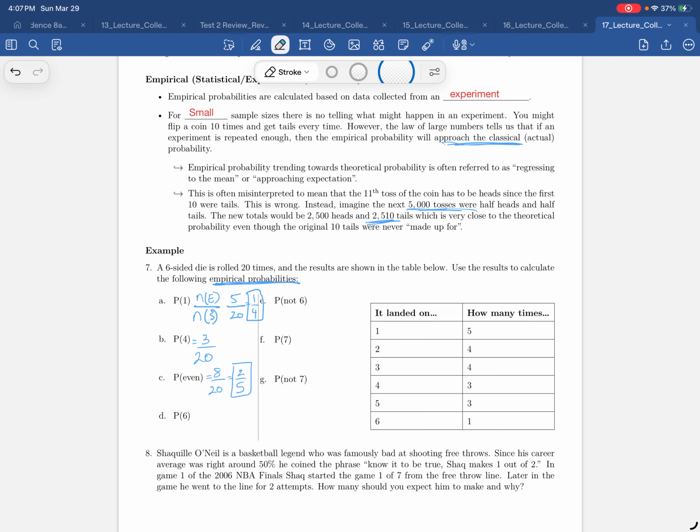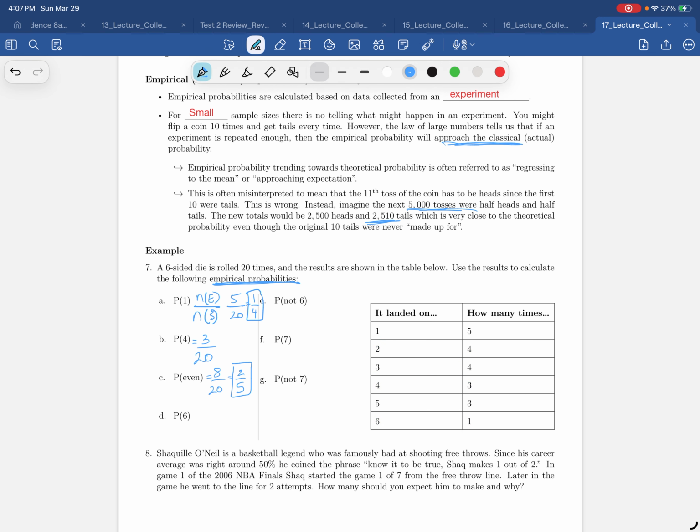Next, the probability of it landing on a 6. We can see that it only landed on a 6 1 time, right? It landed on a 6 1 time, so this would be 1 out of 20. The probability of a not 6, well, if there's a total of 20 and only one of them's a 6, then all the rest of these are the not 6, which would be 19 out of 20.